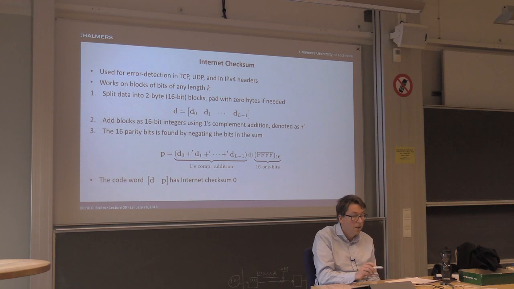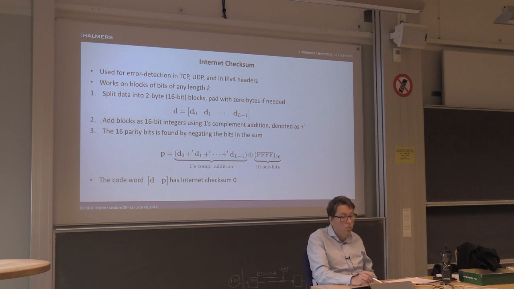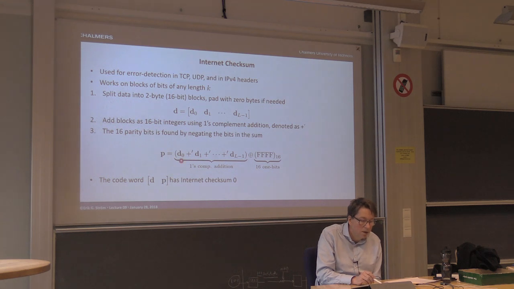And then we add them as 16-bit integers using one's complement addition, denoted as plus prime here. I'll show an example in the next slide to explain how this is done. So the 16 parity bits are found by negating the bits in this sum. Okay, so what is the sum? Well, we take the individual 16-bit patterns and we just add them with one's complement addition. And then we take the modulo 2 sum with FFF here.